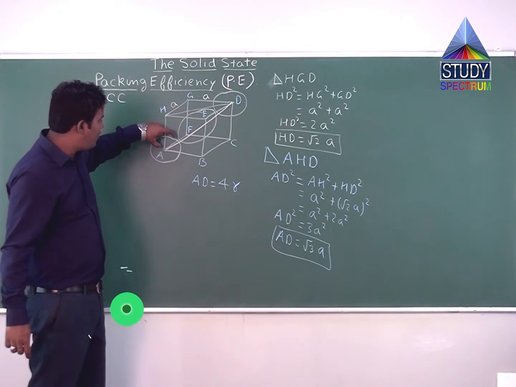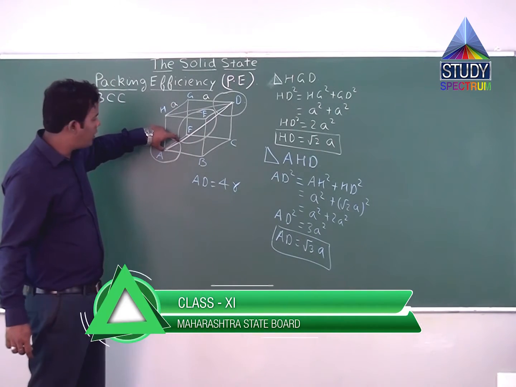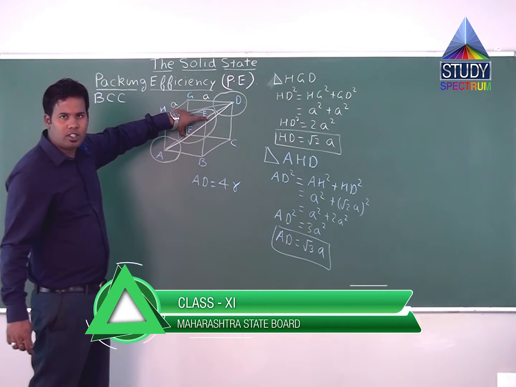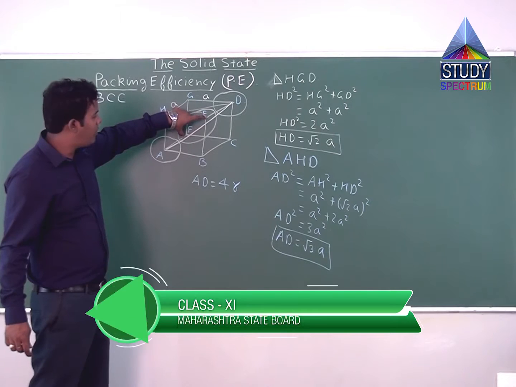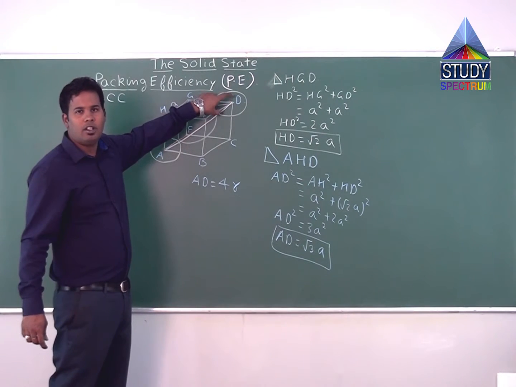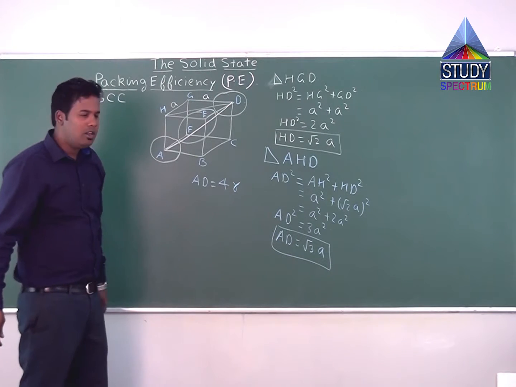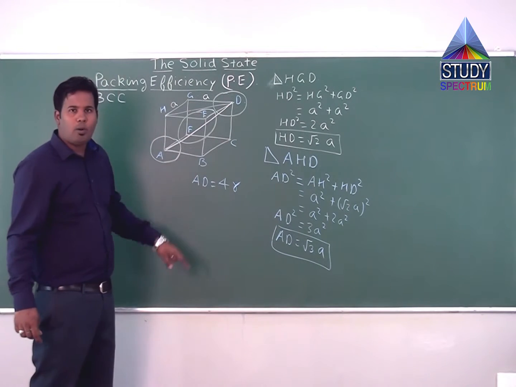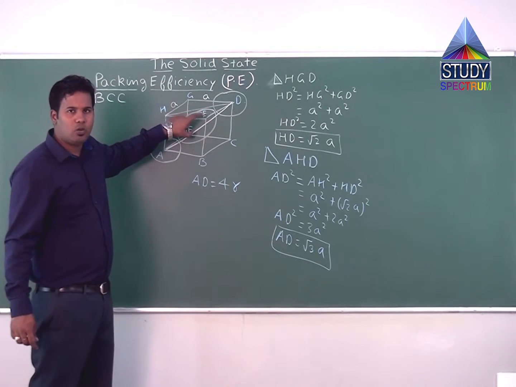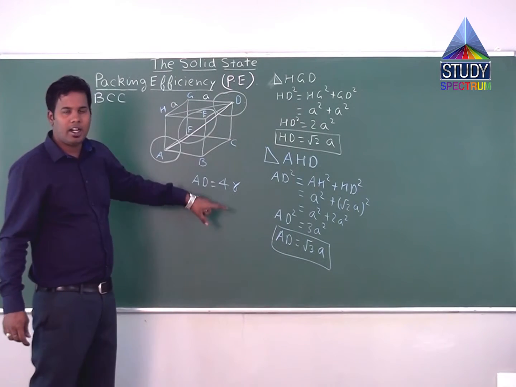It is the sum of the radius of the sphere present at this corner and the diameter of this central sphere, the sphere present at the center of the body, plus the radius of the sphere present at this corner. So we can see that this body diagonal is nothing but r plus 2r plus r. The diameter means 2r. So r plus 2r plus r, that is 4r.